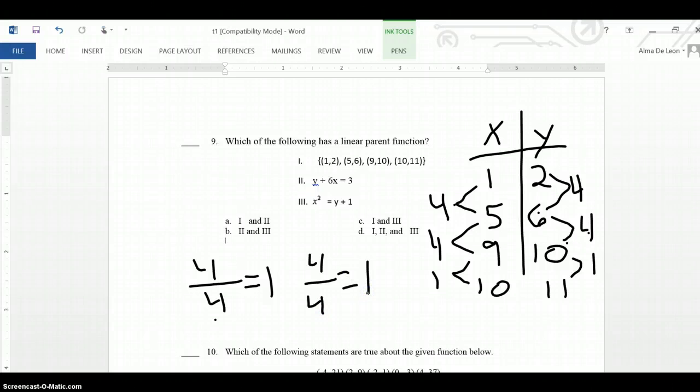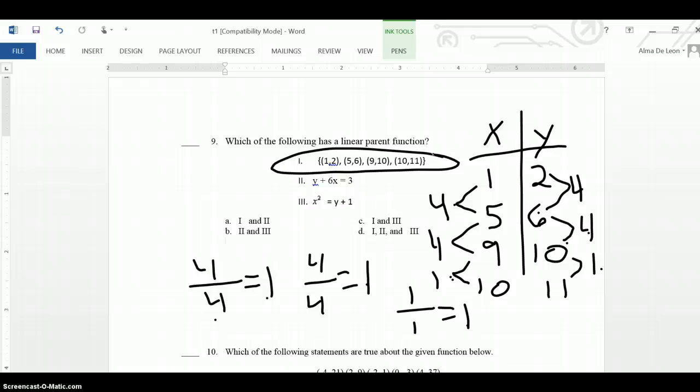To find the rate of change of the third and fourth points, I would do the change of the y, which is 1, over the change in the x, which is 1. 1 divided by 1 is 1. And I can see that all of my rates of change are 1. They're all the same, which means that this is linear.